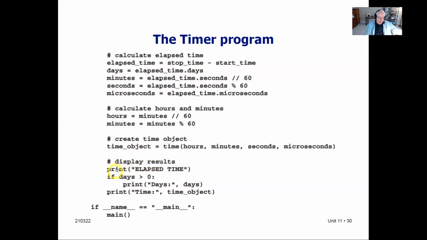Now we can display. So print elapsed time. If days are greater than 0, then print it out if it has days in it. So that's kind of an interesting question, because how many times does a timer go over 24 hours? I guess a timer program might, whereas a stopwatch would. So maybe that's the difference. And then print the time object here, which we created from those integers, and then the if statement to make this the main module.